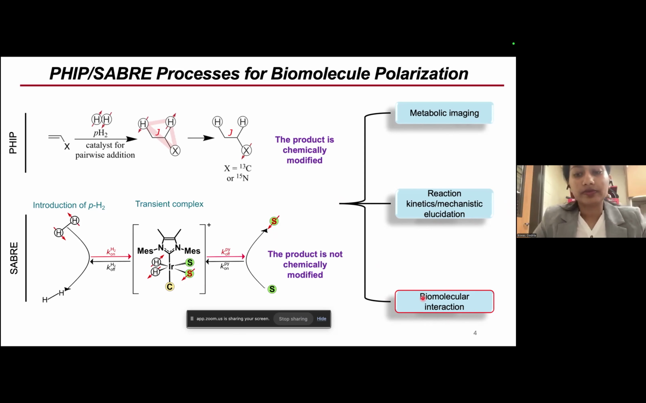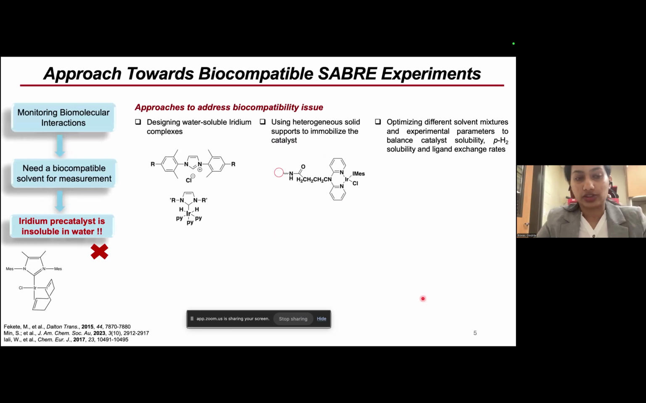Now there is one problem for monitoring of this biomolecular interaction. The widely used SABRE pre-catalyst is not soluble in water, but it is soluble in organic solvents such as methanol, chloroform. However, biomacromolecules like proteins are soluble in water.